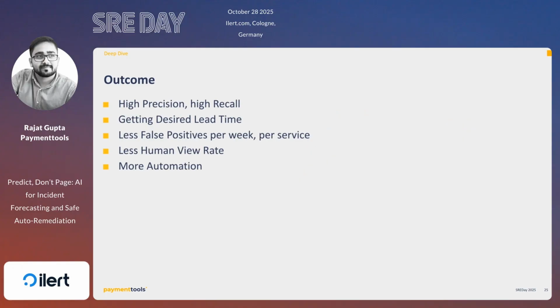That being said, what did we get in the end? We get high precision, high recall. We get a desired lead time where we acted on errors or a problem in the system which avoided the incident. We get fewer false positives per week per service. We get a lower human review rate, which means humans are not looking at things like, okay, what happened, I need to restart, and they can simply use their time for something more meaningful, and we get more automation.